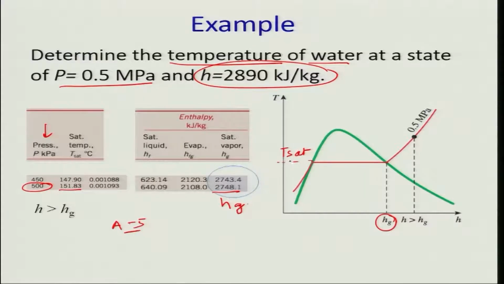At the corresponding saturation temperature, the enthalpy of the vapor is less than the value which is given, that means the enthalpy of the system. So h is more than hg. This indicates that this particular state should be higher along this red line, because this is at a constant pressure. So this must be a superheated vapor.